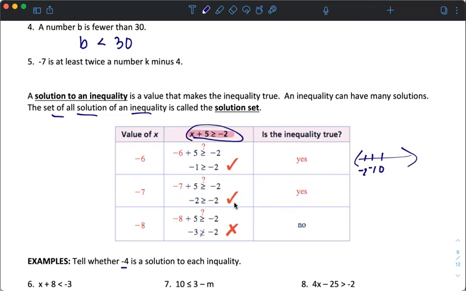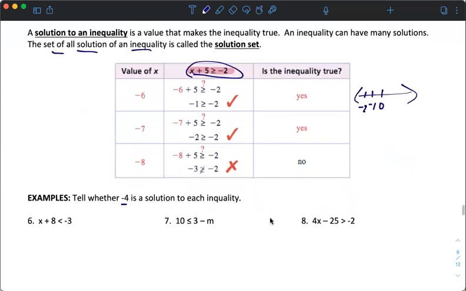I always like to think about, again, money. I know when we're adding and subtracting negative numbers, I always talk about money because we understand that. Would you rather owe $2? Would you rather owe $1? Well, both aren't ideal, but it'd be better to owe $1 than it would be to owe $2. Similar idea here. When you plug in negative 7, you get something that makes the inequality true. Negative 8, however, does not. Negative 3 is not greater than or equal to negative 2, so that would be a no.